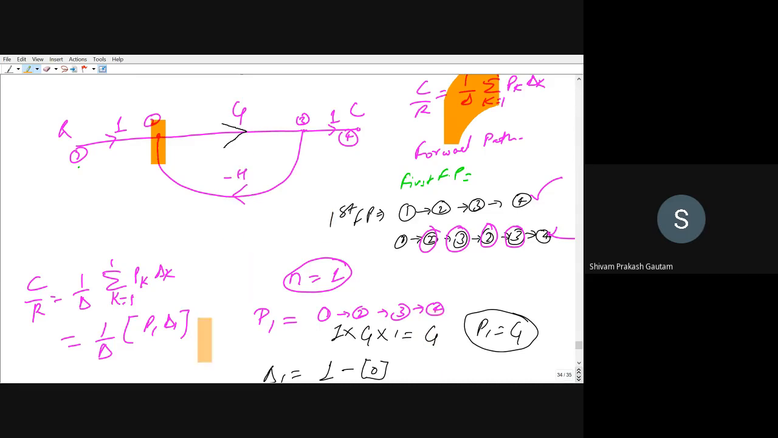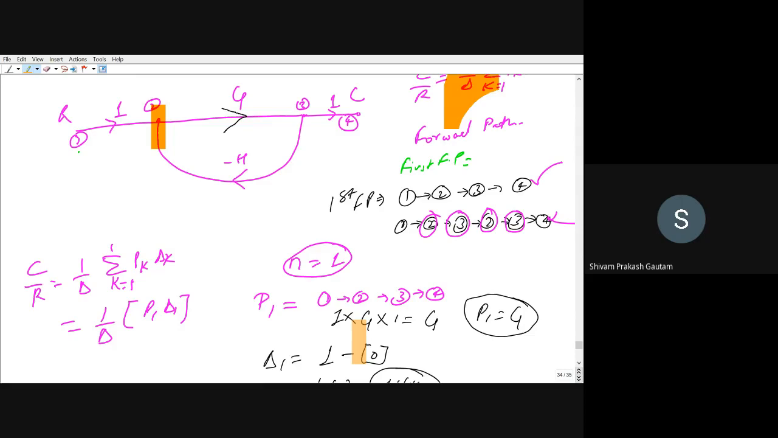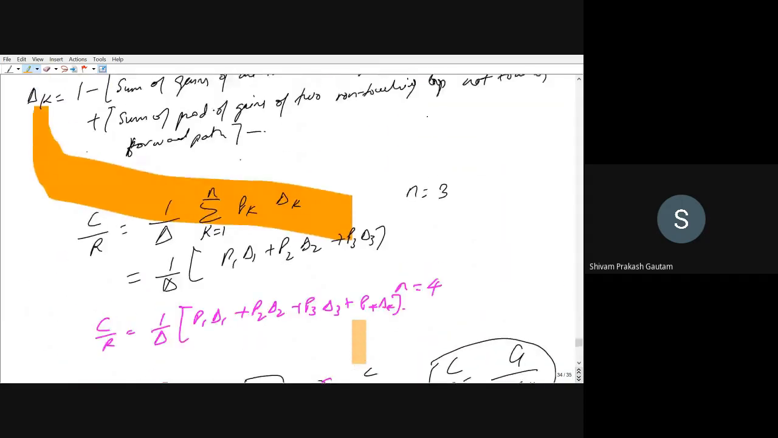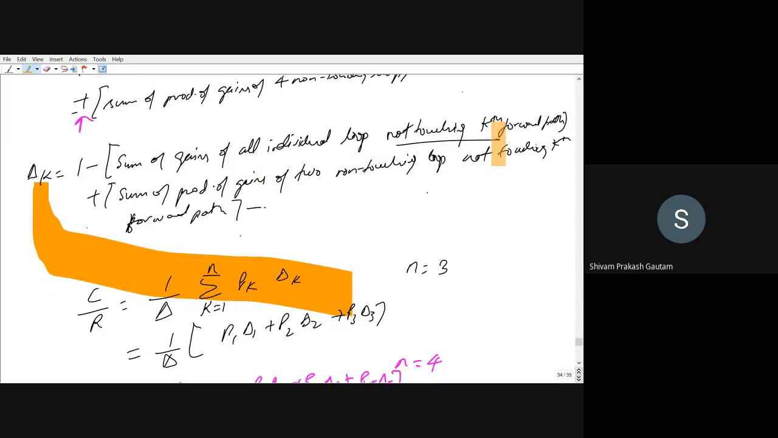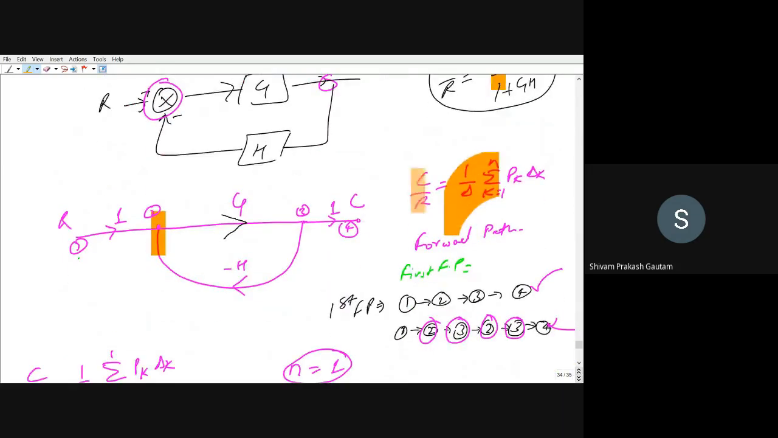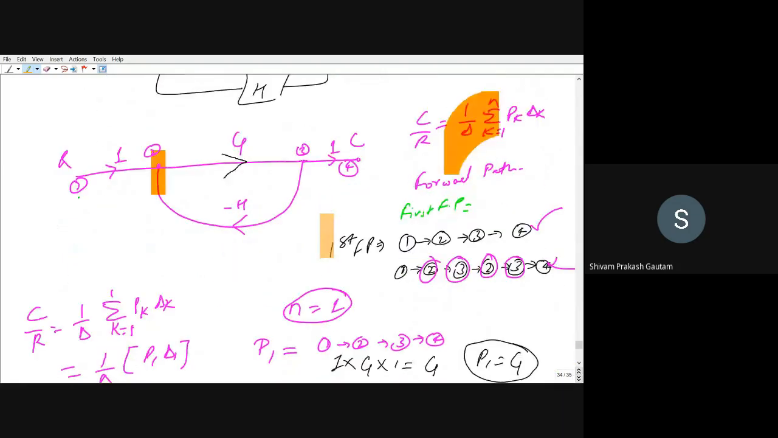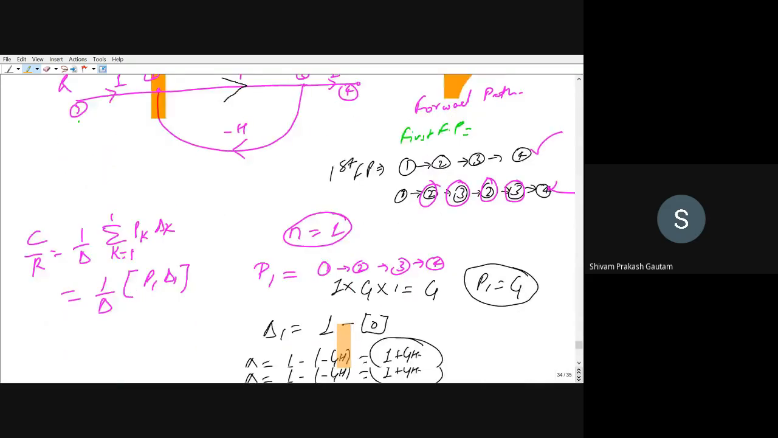Del 1, how to calculate del 1? You can see, del k is 1 minus the sum of gains of all the individual loops not touching the kth forward path. So we have to find out, is there any loop which is not touching the kth forward path? No, because there is one loop, from node 2 to node 3 and again back to node 2. But nodes 2 and 3 are the common nodes which are also present in the forward path. So we are having simply 1 minus 0. So del 1 will be 1.